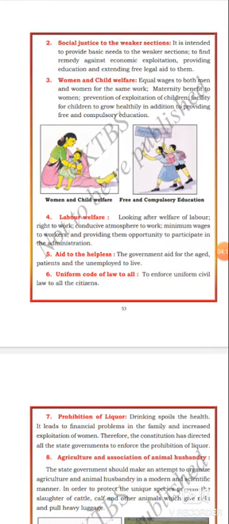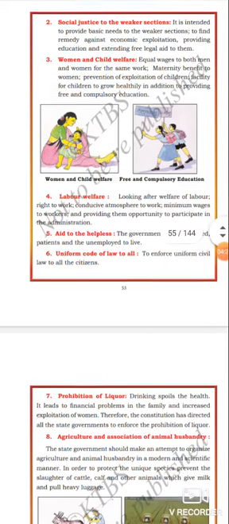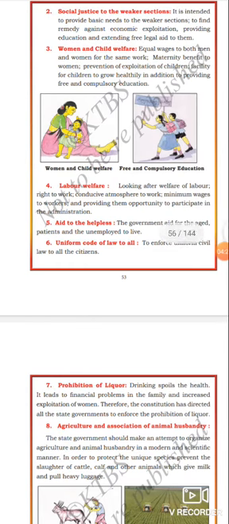Third point is women and child welfare. Equal wages to both men and women for the same work. Maternity benefit to women. Prevention of exploitation of children. Facility for children to grow healthily, in addition to providing free and compulsory education.